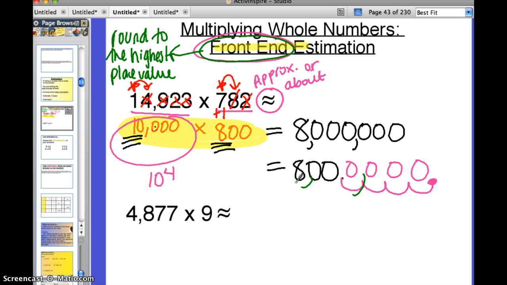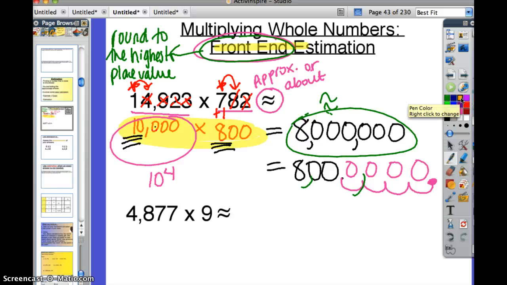So if we were multiplying 14,923 by 782, we would expect to get about or approximately 8 million. Okay, and that would come into use for us. Maybe if we did the problem, we could cross-check our answer with our estimate to make sure that it was in the ballpark. And that was very helpful. Let's do one more example together.